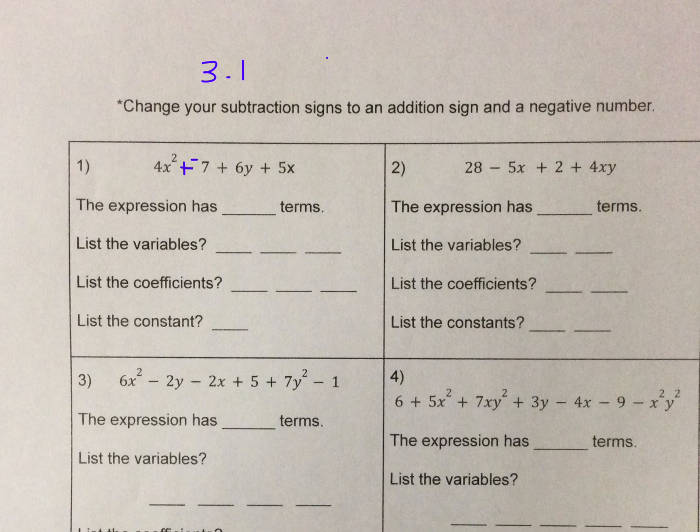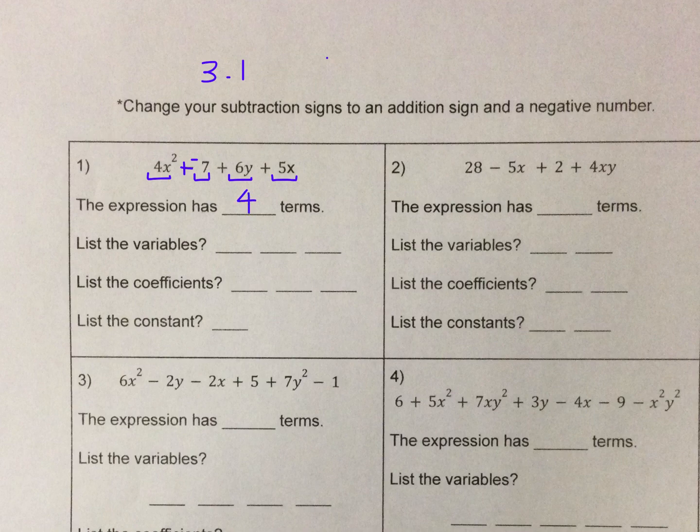So, this expression has blank terms. Terms are the groups that come between plus addition and subtraction signs. 1, 2, 3, 4. I have 4 terms.